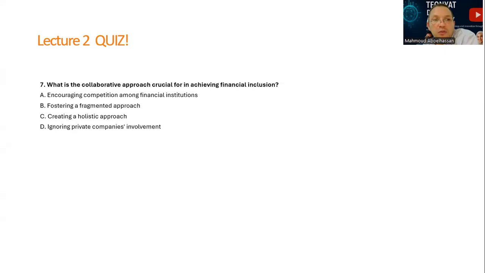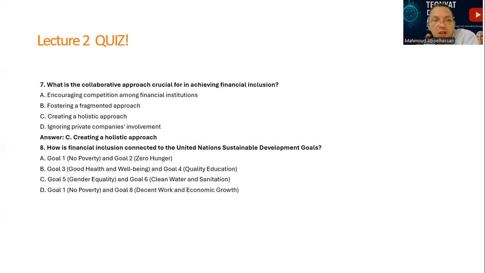What is the collaborative approach crucial for in achieving financial inclusion? Encouraging competition among financial institutions, fostering a fragmented approach, creating a holistic approach, ignoring private companies' involvement. Thank you very much. A holistic approach is very, very useful for achieving or accelerating the pace of financial inclusion.